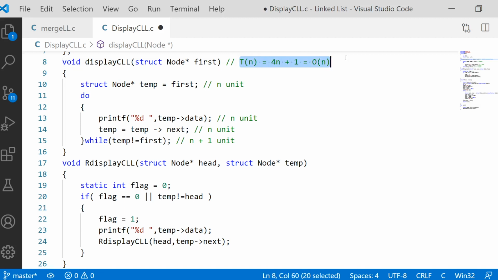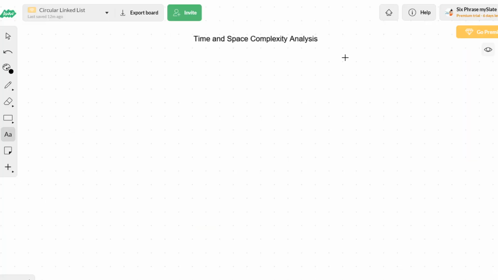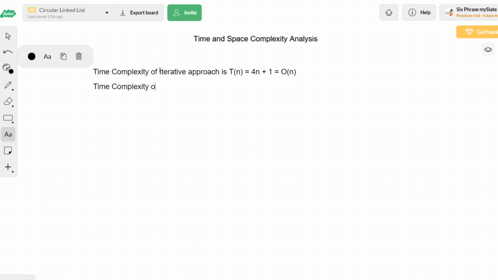So let us take this and we will just write that the time complexity of the iterative approach is the equation 4n plus 1, and as well as order of n is the time complexity. Now let us speak about the time complexity of the recursive approach. Then the next one is the time complexity of recursive approaches. Yes, we will discuss that.